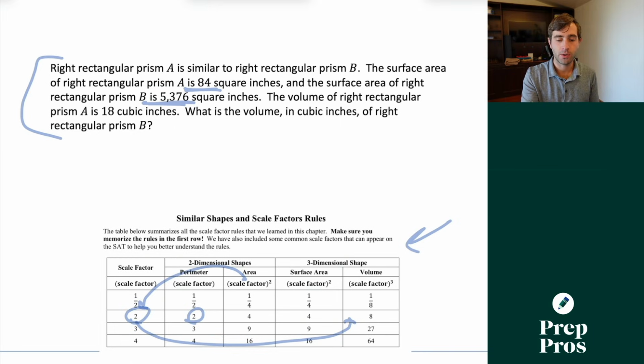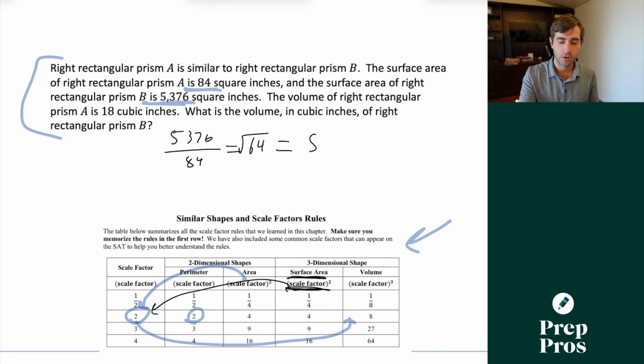Well, what we simply want to know here is if we do 5,376 divided by 84, this is going to give us our surface area multiple. So if we punch that into our calculator, this is going to be equal to 64, and what we want to remember is our surface area multiple is our scale factor squared. So we always want to try to work back to the scale factor. So to work back to the scale factor, we have to take the square root of that using those rules. So that means our scale factor is going to be equal to 8.